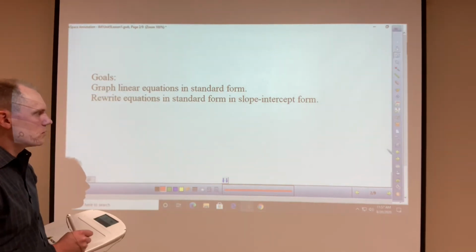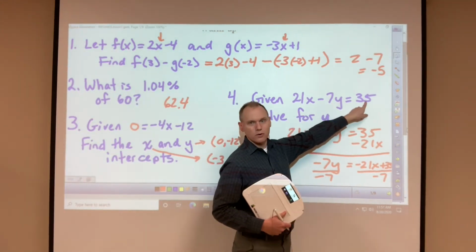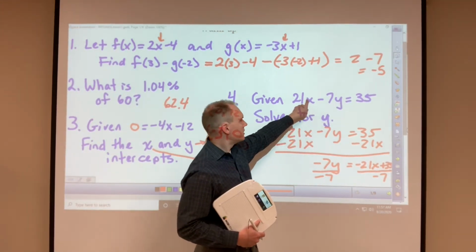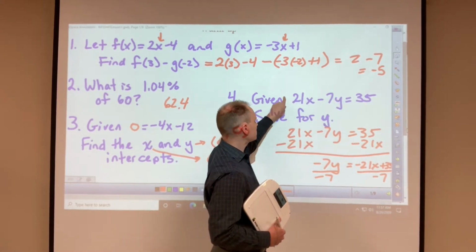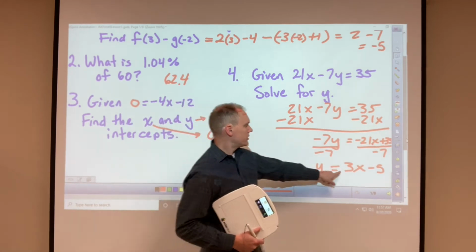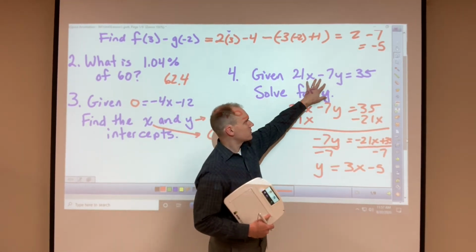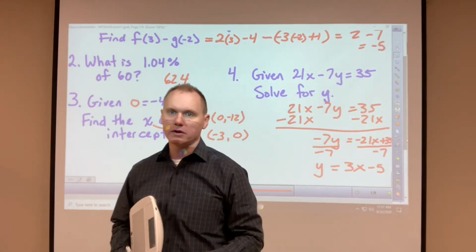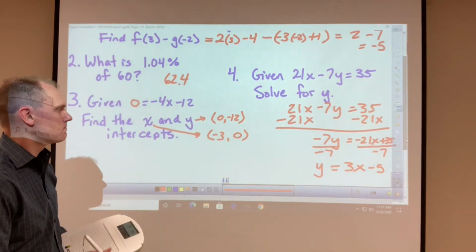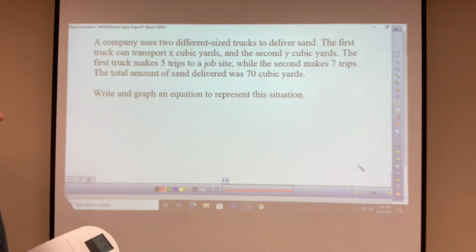And if we go back to our bell work here, our warm-up, this is what we call standard form. So I'll go ahead and throw that term around here. This is what we call standard form, and then this is slope-intercept form. And we're going to be working with the two today, but mainly thinking about how to graph these and create them given a real-world context. So let's look at our first example here.